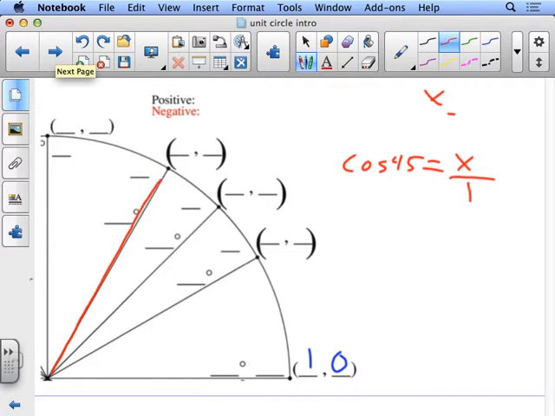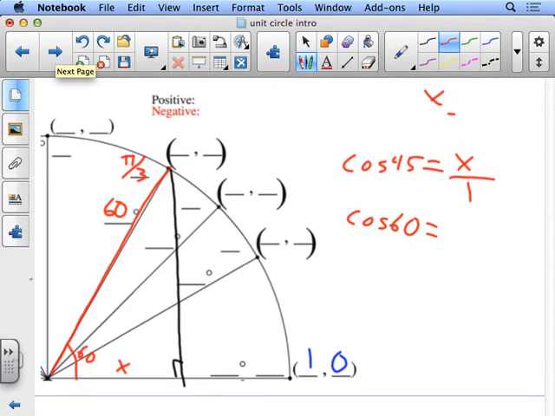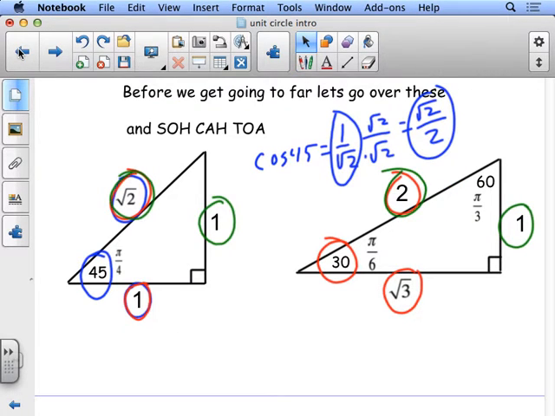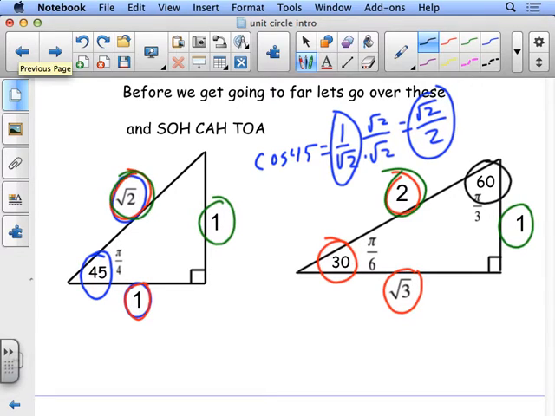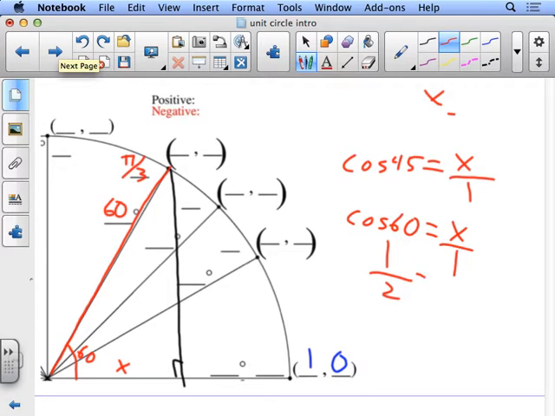The last one in this quadrant is at 60 degrees, pi over 3. Draw a straight line down from there, once again creating my right triangle. I want to figure out what x is, and I know this is 60 degrees. So I can go cosine of 60 degrees equals adjacent over hypotenuse. Go back to our special right triangles to make this easier. Cosine of 60 degrees is 1 over 2, which means 1 over 2 equals x over 1, or in other words, x is 1 over 2.